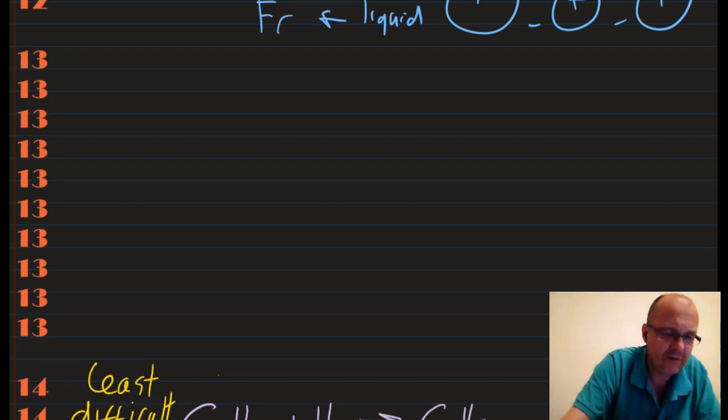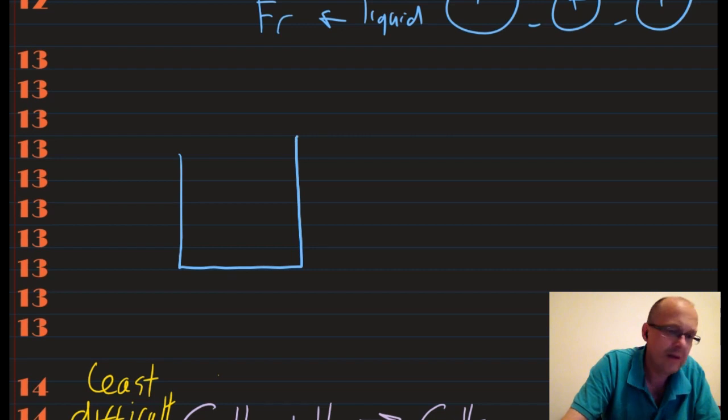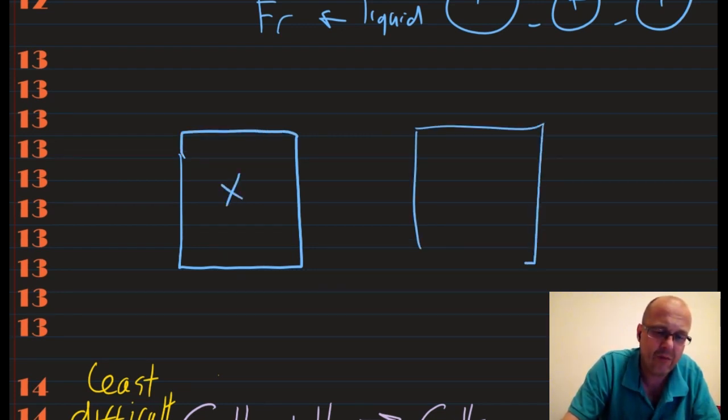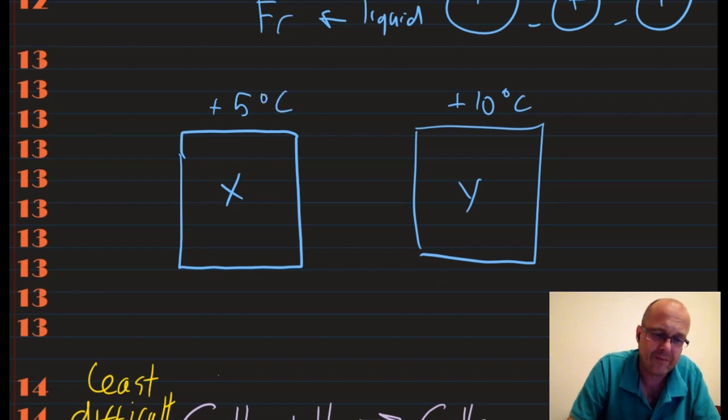We'll have trouble with these questions. This one. So I've got equal masses X and Y. They absorb the same amount of energy, but this one goes up by 10 degrees C, and this one goes up by 5 degrees C. So you've got delta H, or let's say Q, because it's not per mole. So Q equals MC delta T.